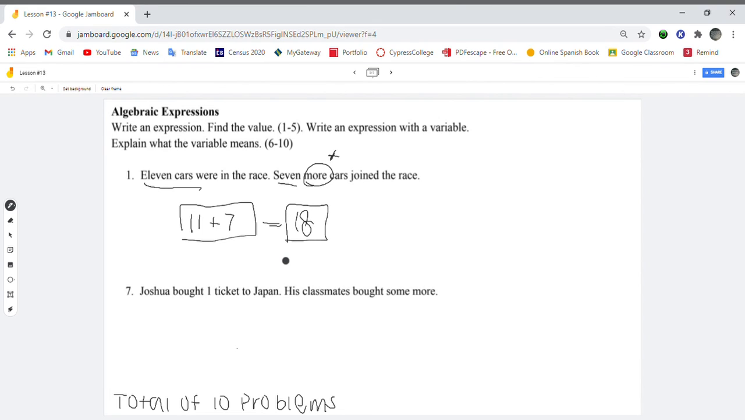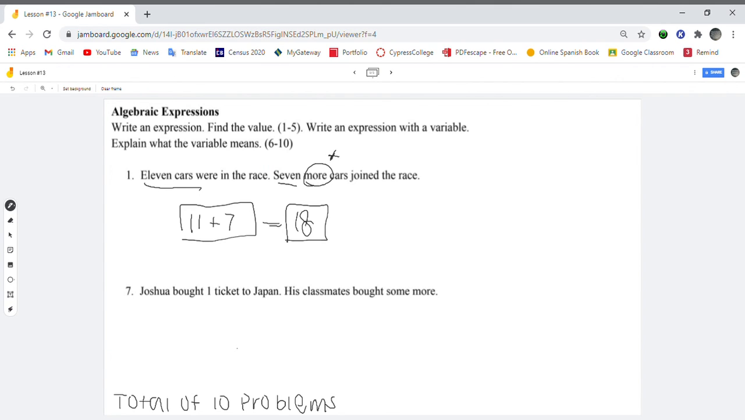And so that's it for number 1 through 5. That's what we're going to do for number 1 through 5. Number 6 to 10 is a bit more challenging since it involves a variable and explaining what the variable means. It's going to be good practice. And we're going to go over number 7.